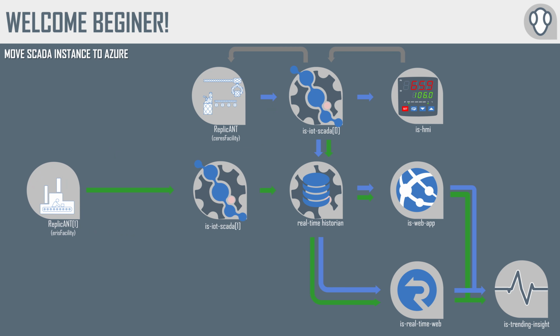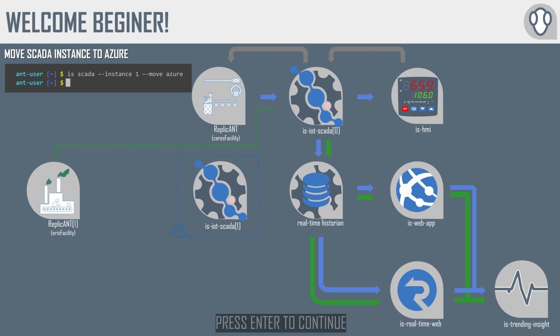Industrial Studio applications have the ability to move between platforms. With a simple command, the cloud support infrastructure is created, the configuration is copied, and the application is stopped in the original environment. As the deployment in the cloud takes some time, the high availability mechanism comes into operation, routing all the connections of the Ares plant to the instance of the SCADA that is running.